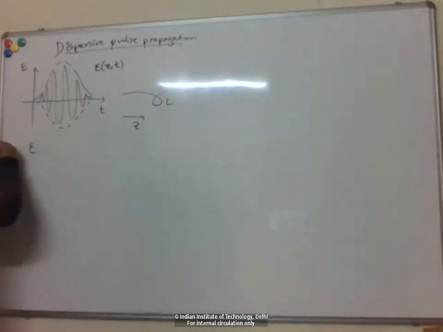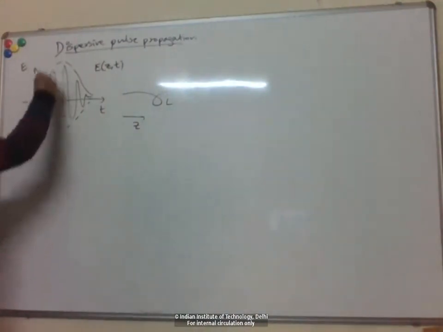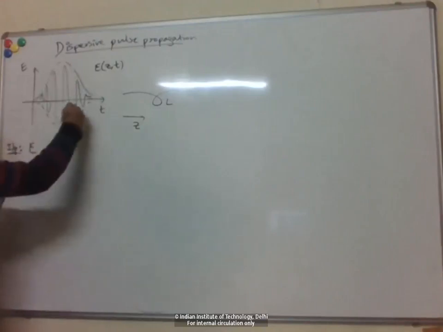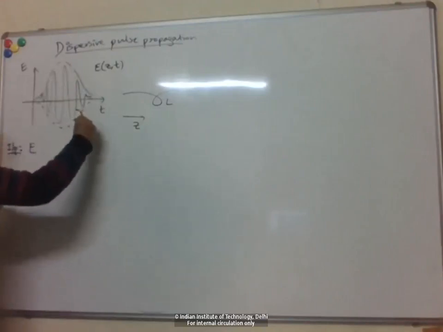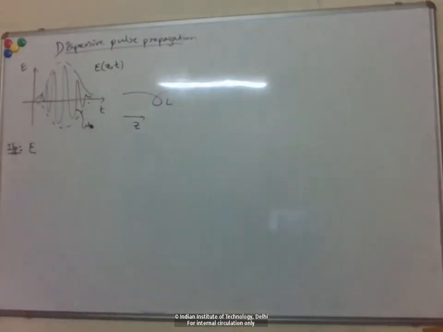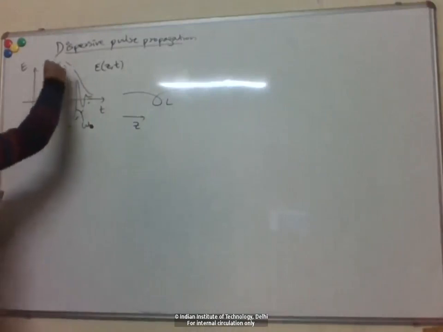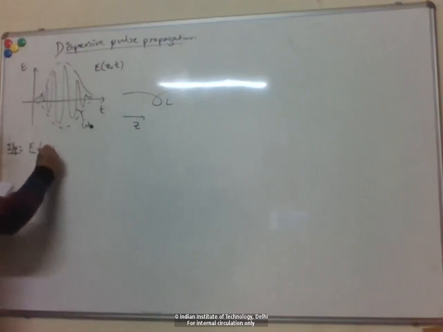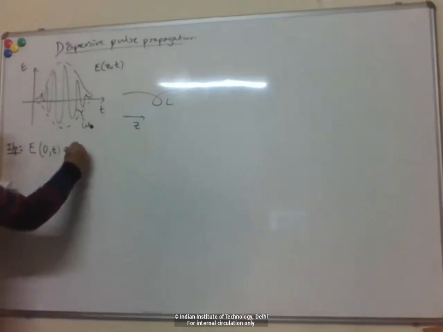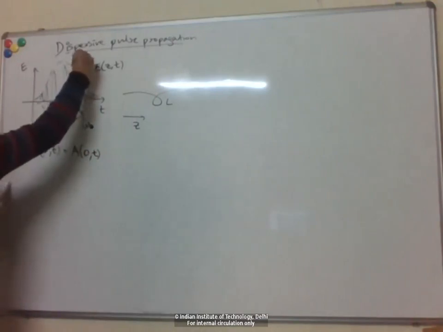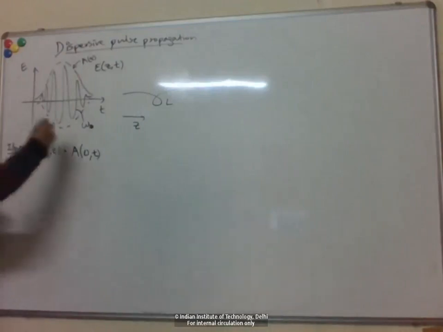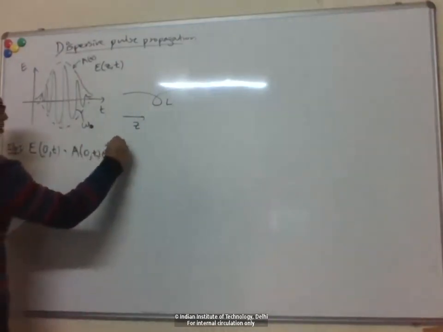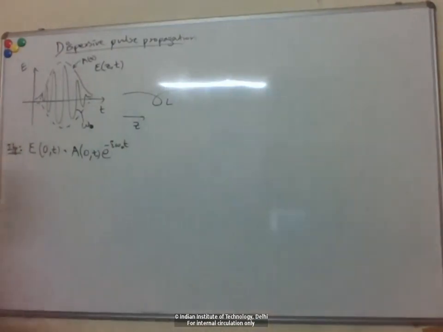So if I look at the input, let's say, I'm starting with an unchirped pulse like this, where the carrier frequency is omega naught, and this envelope is some kind of Gaussian. So the electric field amplitude at z equal to 0, which is the input, I can write as some envelope function A of t, and then I have a carrier, which I can write as e to the minus i omega naught t.